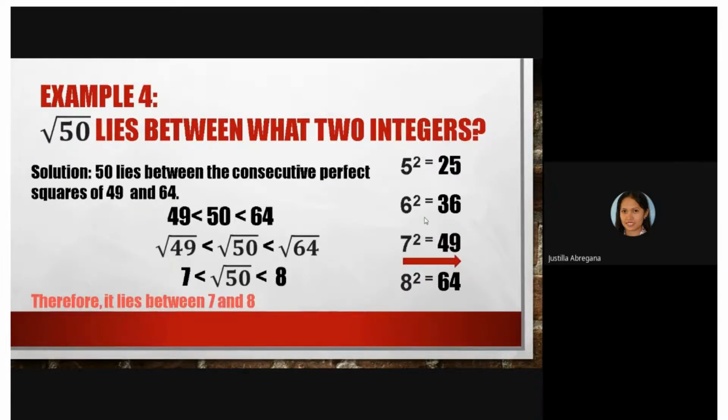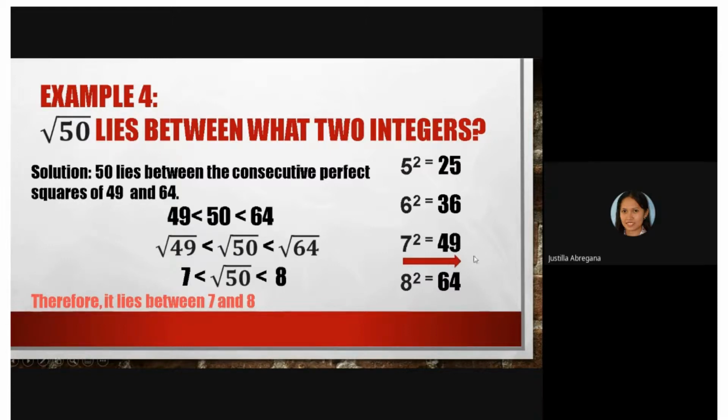Example 4. Square root of 50 lies between what two integers? So we have here the solution. 50 lies between the consecutive perfect squares of 49 and 64. How did we determine that it lies between 49 and 64? So we have here 5 squared is 25, 6 squared equals 36, 7 squared is 49, and 8 squared is 64. So meaning it lies between 49 and 64.